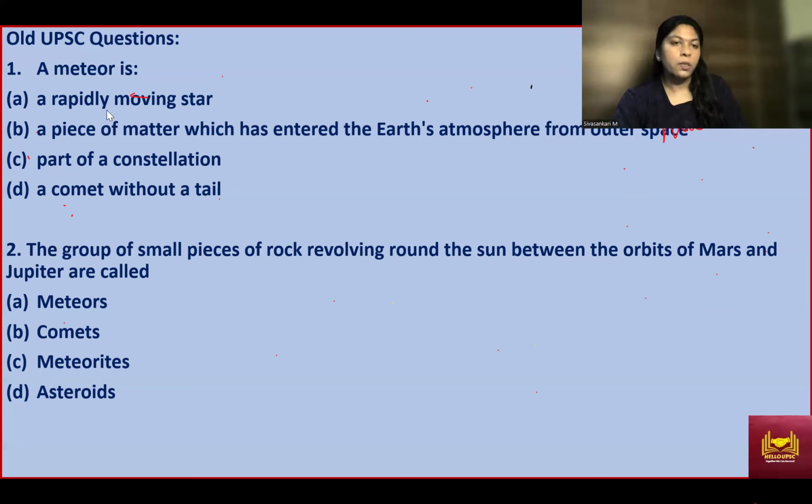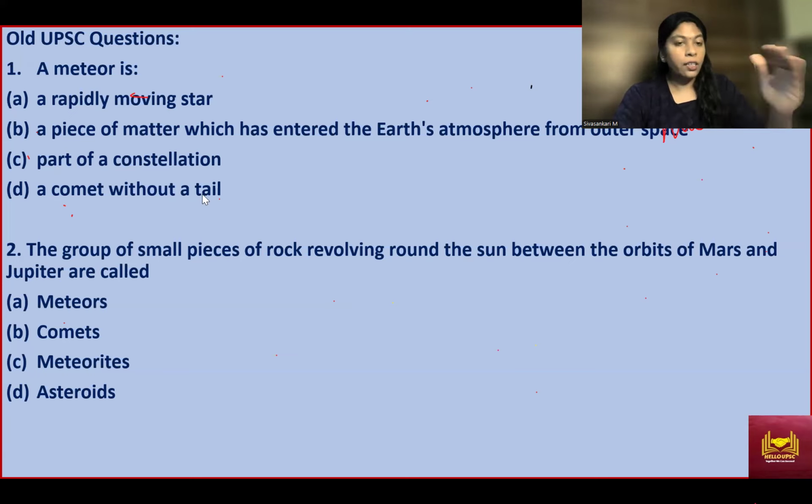A meteor, we have seen this term in the notes. So we can guess the answer here. You can go back to the notes when you're studying and check it again. So let me keep it open. I'll go back to the notes and show. Rapidly moving star? Is it a rapidly moving star? No, it's not, because a star is not a meteor. We have seen that a meteor is a heavenly body, a broken piece of rock revolving around the sun. So it's not a part of a constellation.